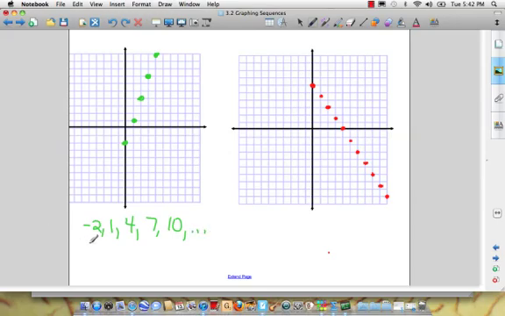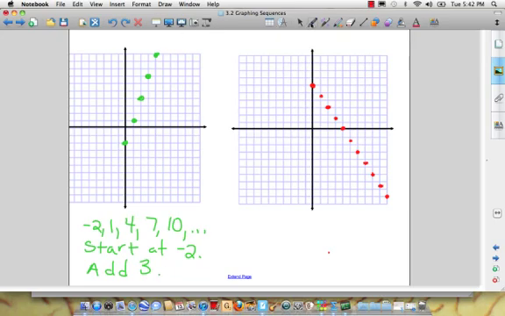Or you could define that recursively by saying start at negative 2, and then what is our rule? We are repeatedly adding, let's see, 1, 2, 3, 1, 2, 3, and we repeatedly add 3.